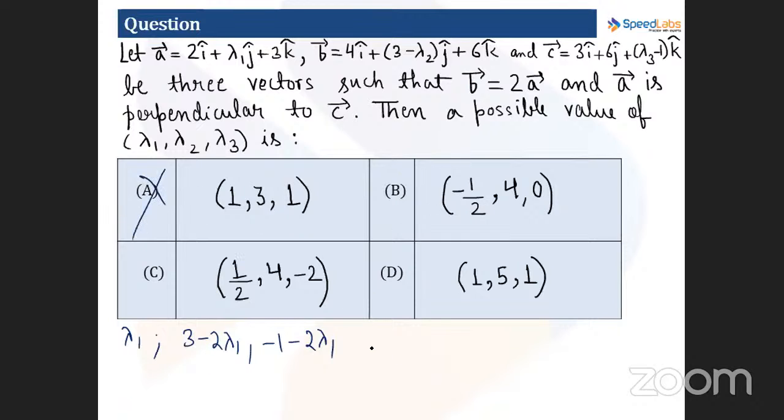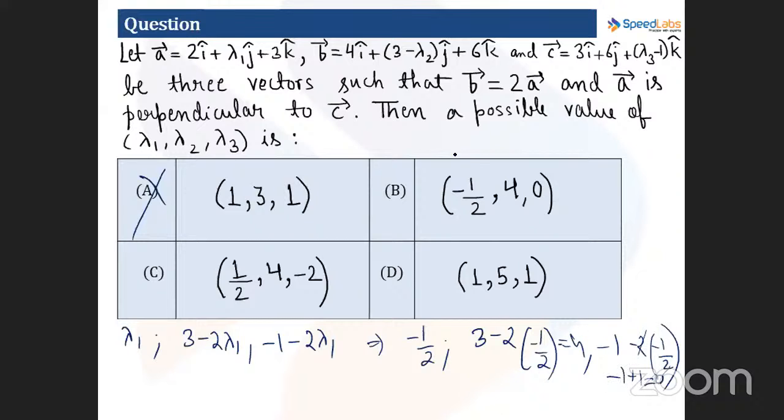If we check with option B, then lambda 1 is minus 1 by 2. Lambda 2 will become 3 minus 2 into minus 1 by 2. So this is equal to 4, okay. And lambda 3 will become minus 1 minus 2 into minus 1 by 2. So minus 1 plus 1 is 0. So the correct option is option B.